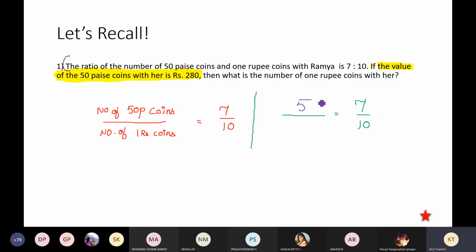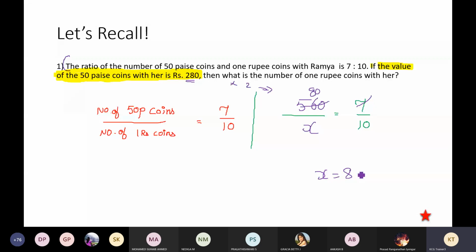So only if you have 560 coins, it will be worth 280 because if you have two 50 paise coins, it is 1 rupee. If you have 10 50 paise coins, it is just 5 rupees. So just double it. It will give you the number of coins. Okay, so number of 50 paise coins is known. This is X, but you know they are in the ratio 7:10. So what is the value of X?